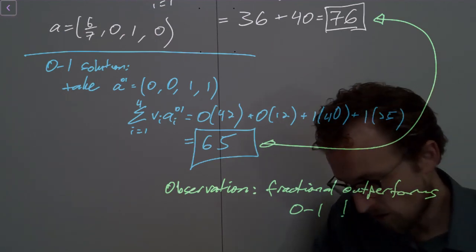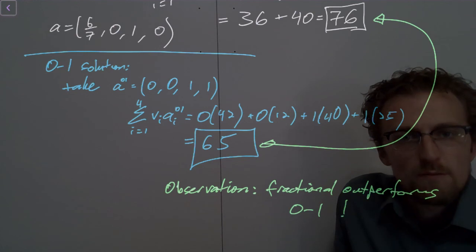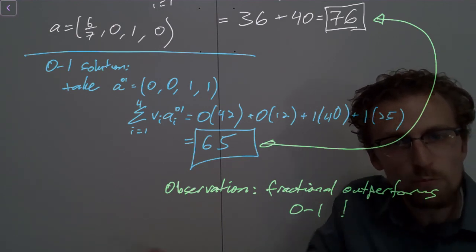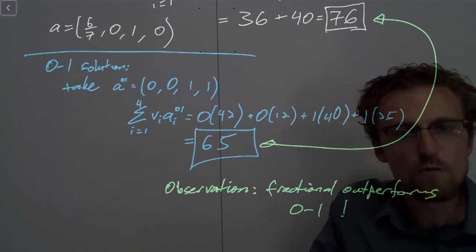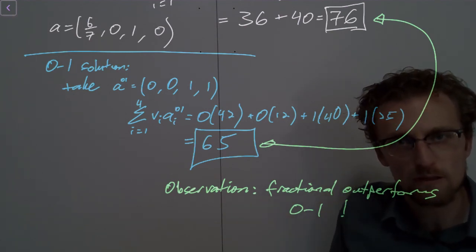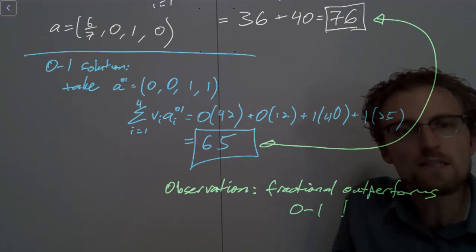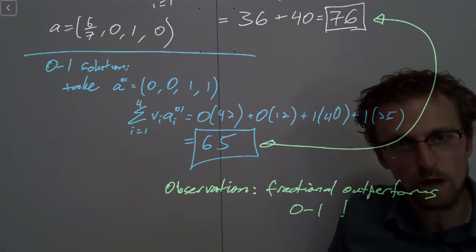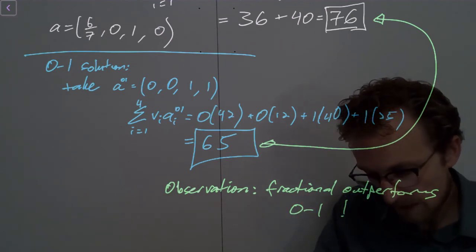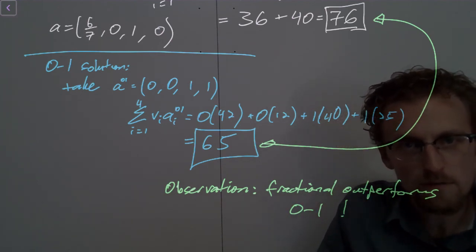Okay? And so this is a fundamental fact of optimization. If you loosen your constraints, you improve, at least weakly, you improve the quality of your solutions, right? That is a fundamental fact of optimization. The space of feasible solutions is larger for the fractional knapsack because you're allowed to pick fractions. And that's why 76 is bigger than 65.